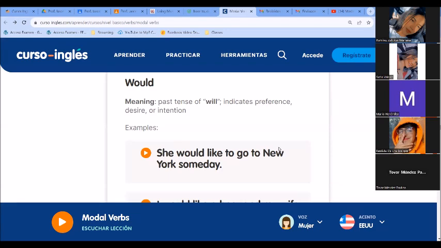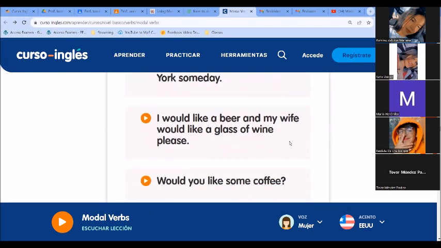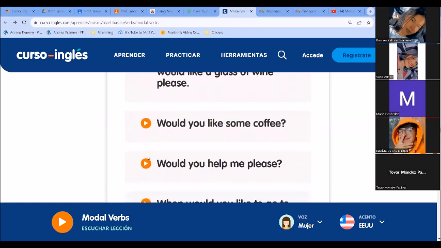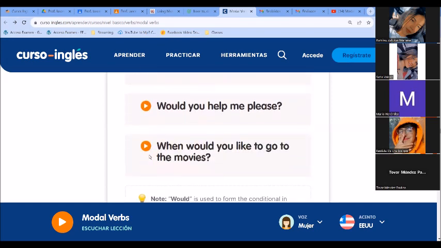Would, meaning past tense of will, indicates preference, desire, or intention. Examples: she would like to go to New York someday. I would like a beer. And my wife would like a glass of wine, please. Would you like some coffee? Would you help me, please? When would you like to go to the movies?